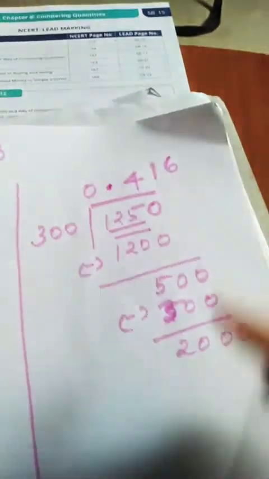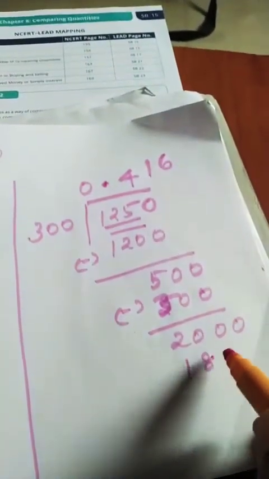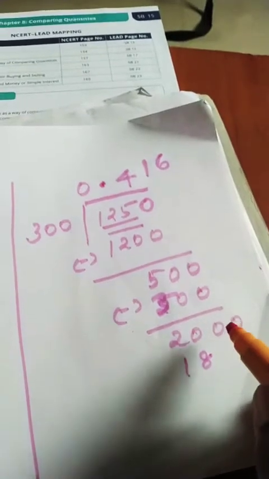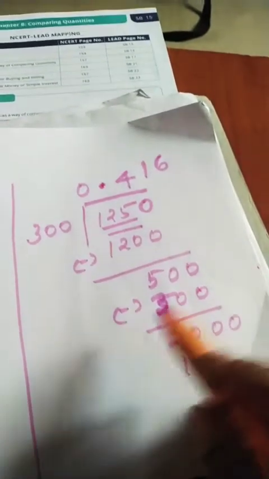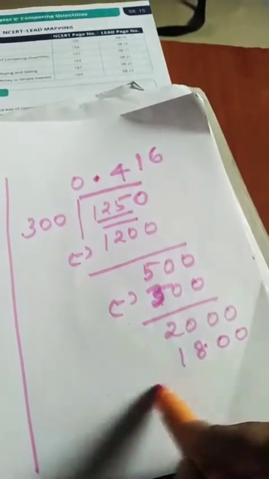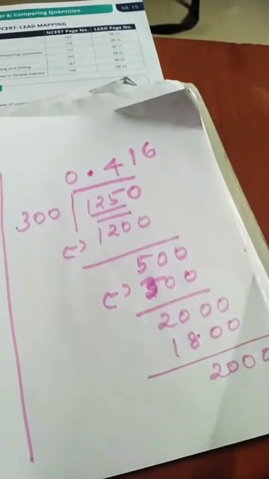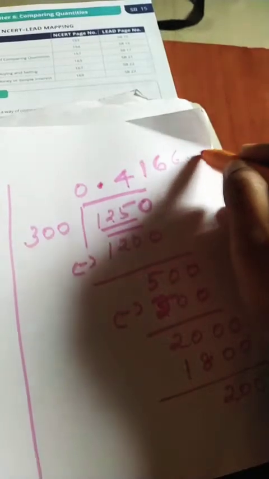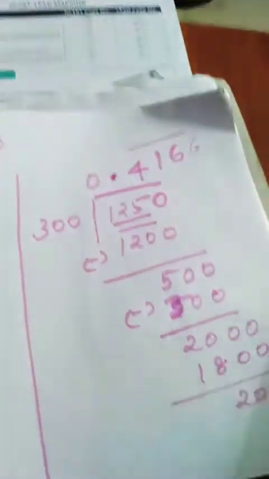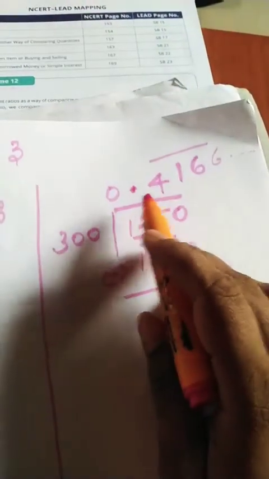3 6s are 18. Okay. 3 6s are 18. So it is 1800. Again 200. 2000. It goes on 6, 6, 6, 6 and so on. Okay.